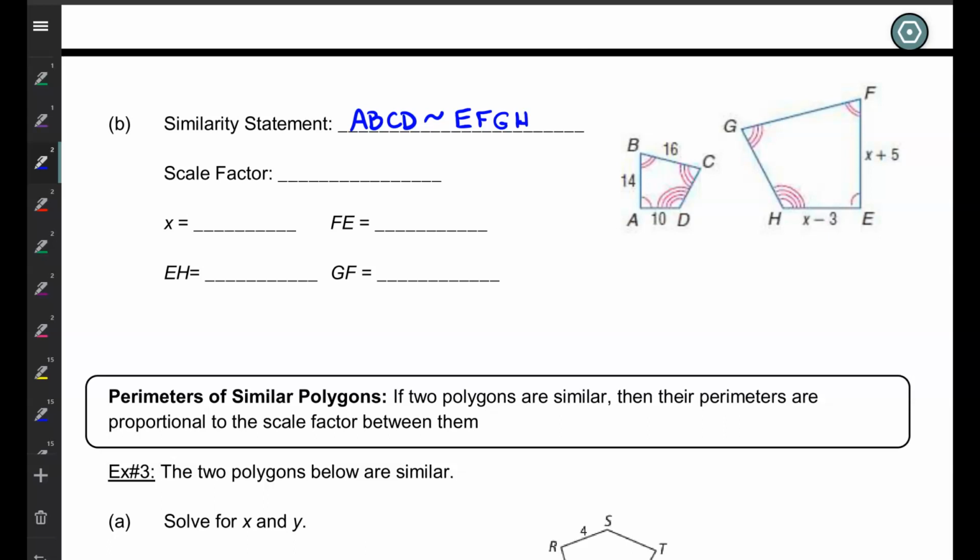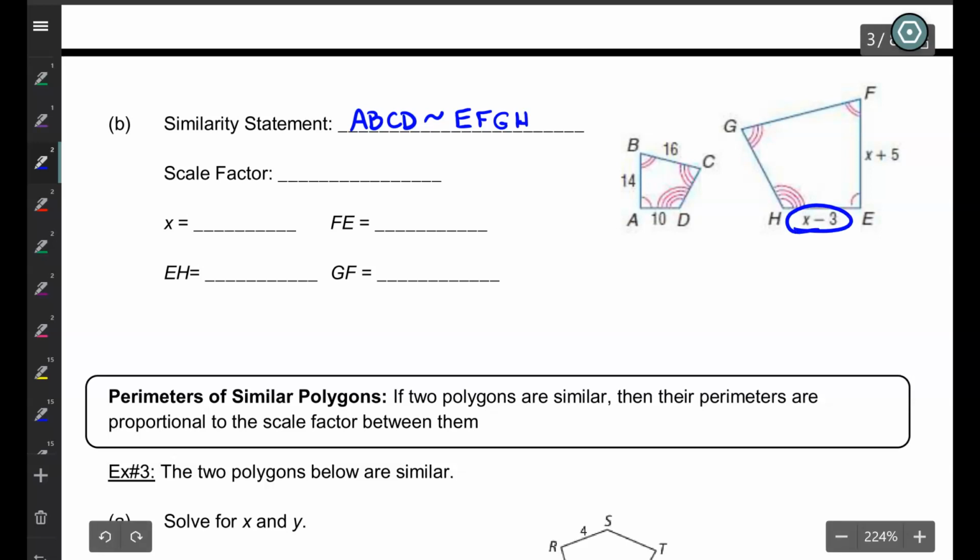Okay, this time, before I find the scale factor, because if you look at the sides that we know, these three sides, 10, 14, and 16, but I don't have any matching measures, so I can't find the scale factor just yet. I actually have to solve for x first. So let's take a look. How could we solve that?